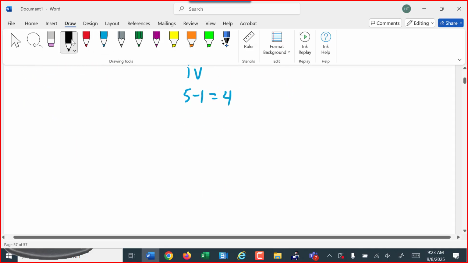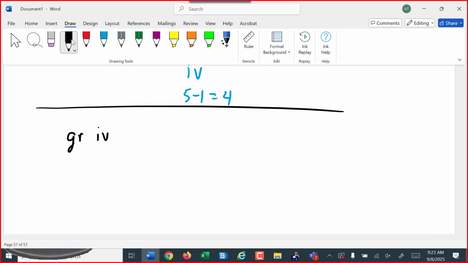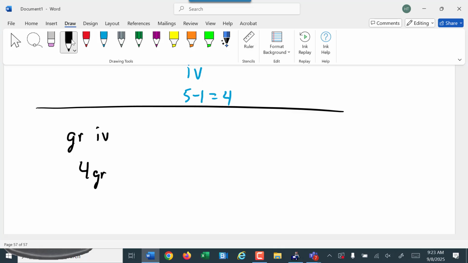So if we have an order that calls for GR IV, when you're dealing with grains, it's very common to use this reverse notation where you put the unit before the amount, before the number. IV, of course, is 4, so that's saying 4 grains.